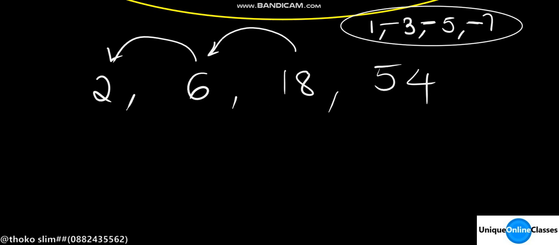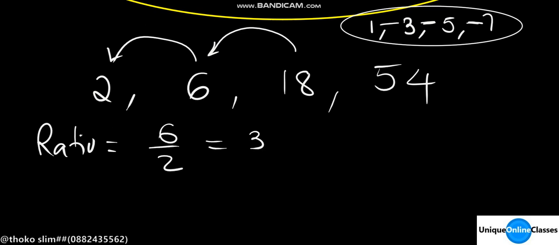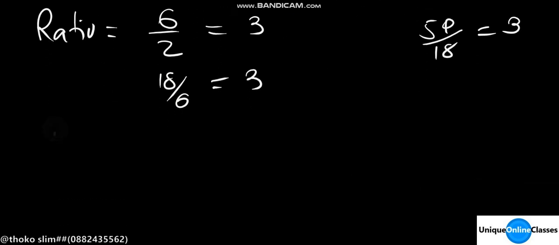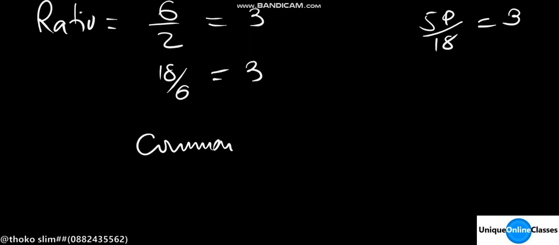Instead, we have a ratio. Let's find the ratio here. 6 divided by 2, the answer is 3. 18 divided by 6, the answer is 3. 54 divided by 18, the answer is still 3. So the relation 3 is what is called the common ratio. That's the common ratio, and it is denoted by the small letter r.